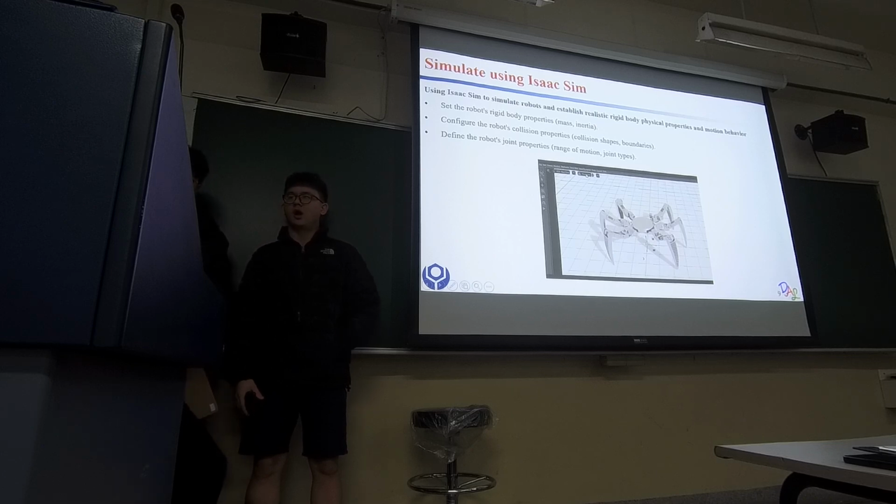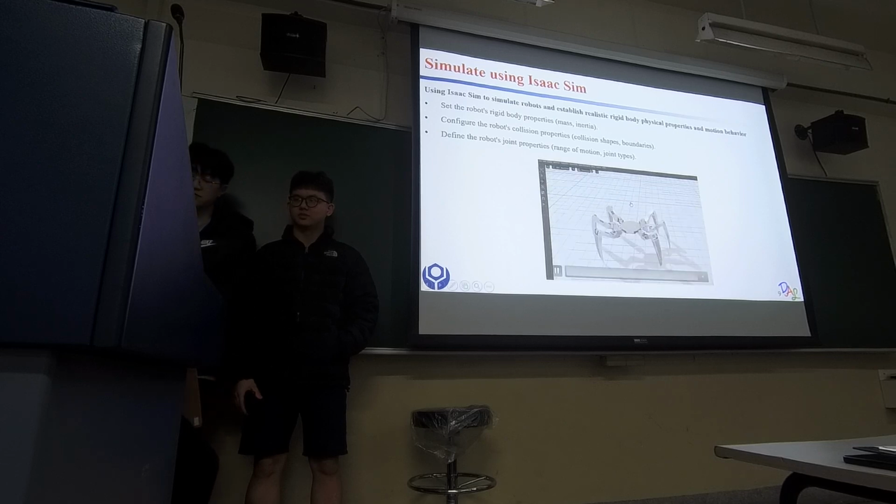So this is a video showing that if the joint is not fixed, it will look like this, and everything will fall to the ground. But if the joint is fixed, the robot will stand on the ground.